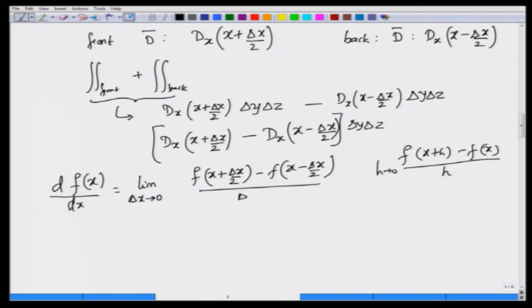Sorry, here there is a delta x which is going to 0, but instead you take 2 points, one at x and one at x plus h, and then find out the corresponding values of the function at these 2 points and divide this one by h.